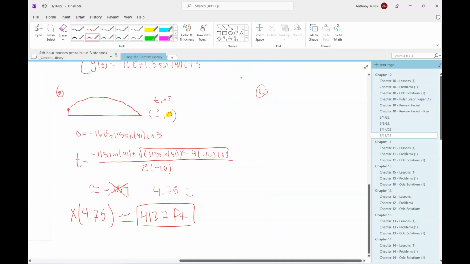Well, let's look at part C. It says, will the ball clear the fence? If so, by how many feet? If not, will the ball be catchable, i.e. less than 10 feet?